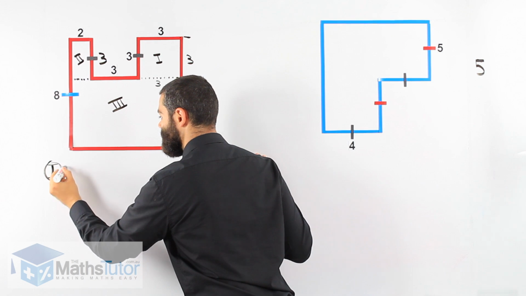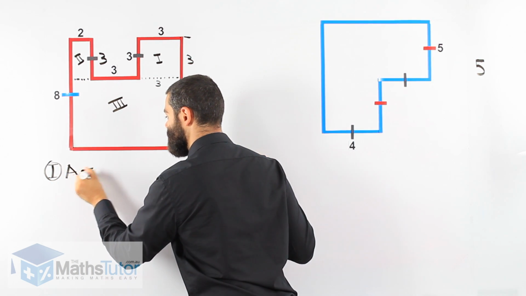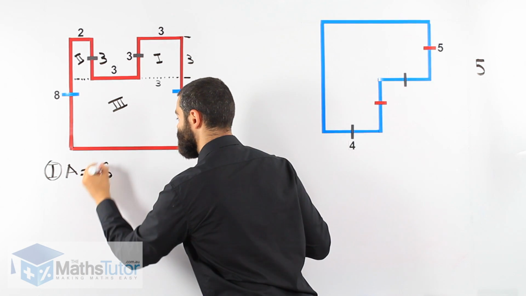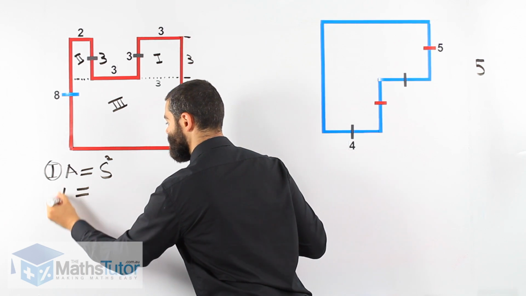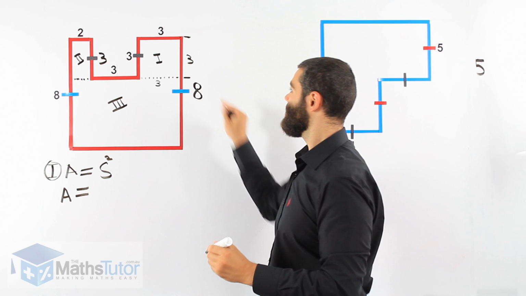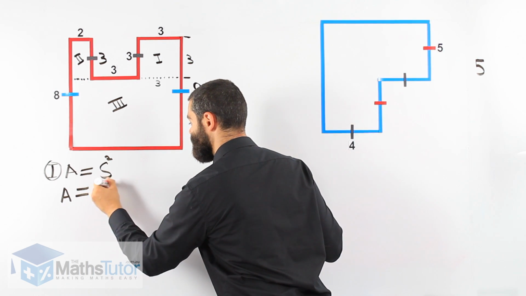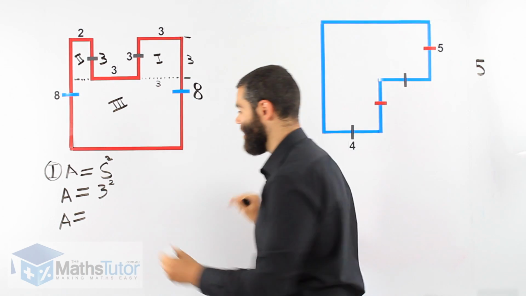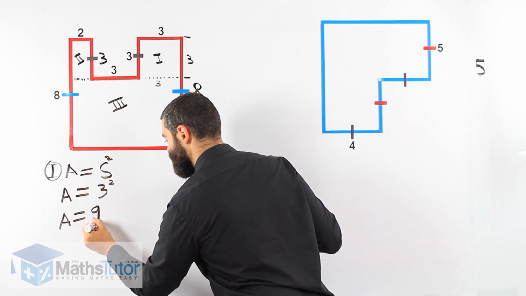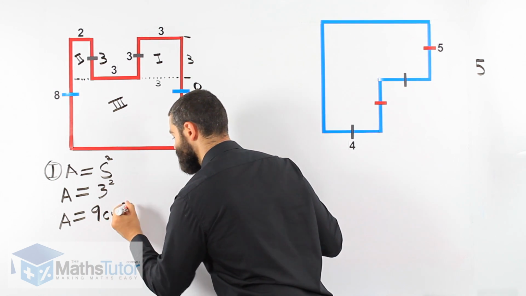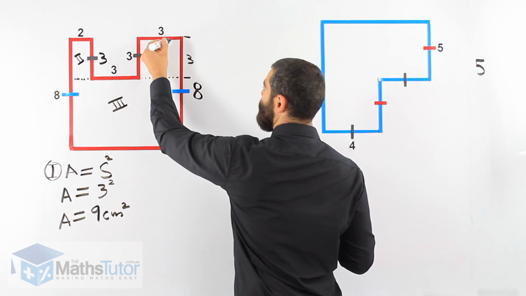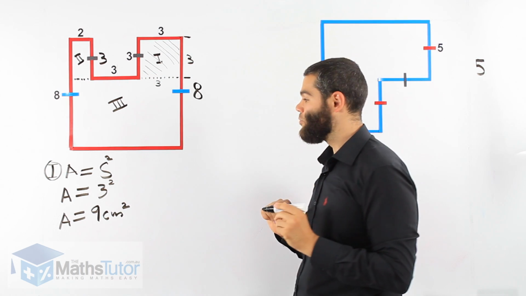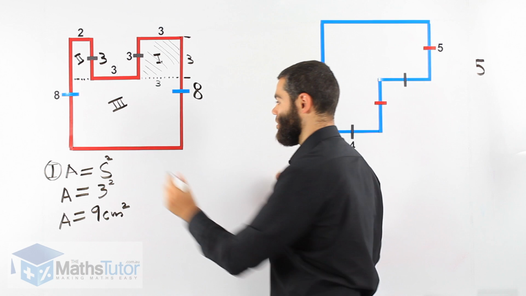Okay, there it is. So area equals s squared is the formula for a square. S squared, 3 squared for us here. And we know 3 squared is 9. 9 square centimeters for this shape here. Now that's finished. We're done with area 1. Let's move on and do area 2.